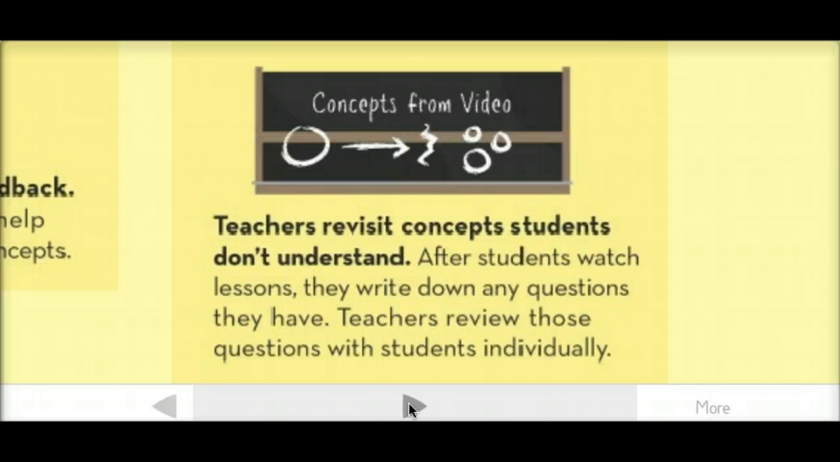Teachers revisit concepts students don't understand. After students watch lessons, they write down any questions they have, and teachers will review those questions with students individually in class.